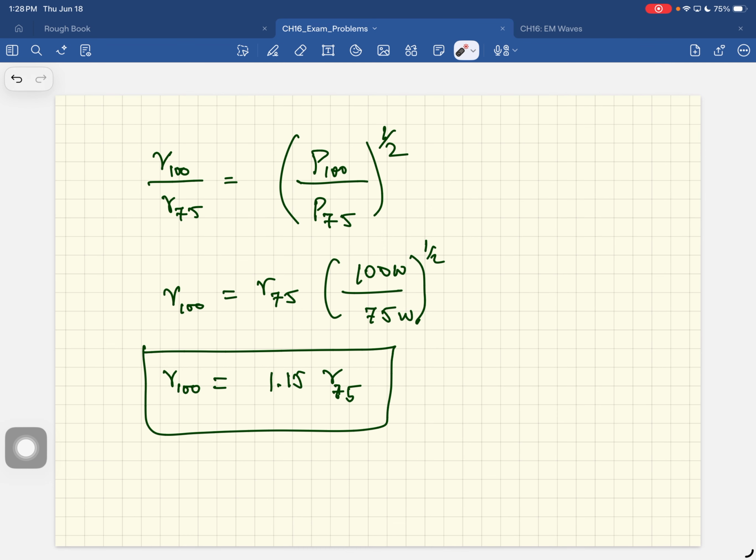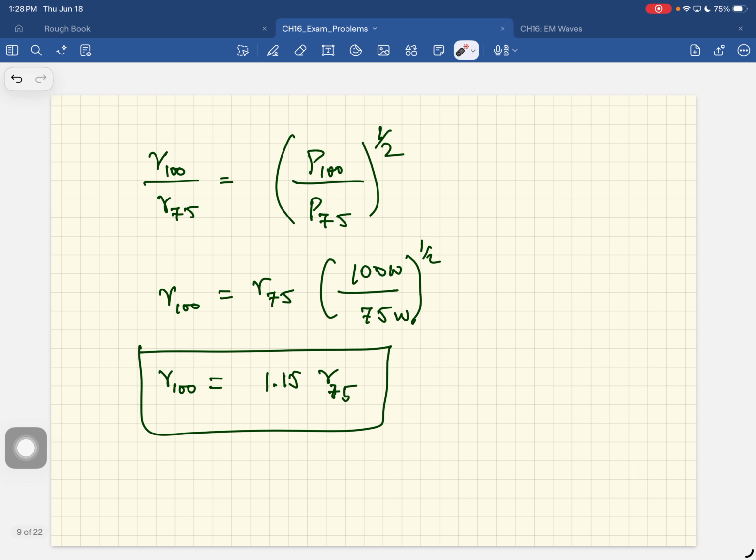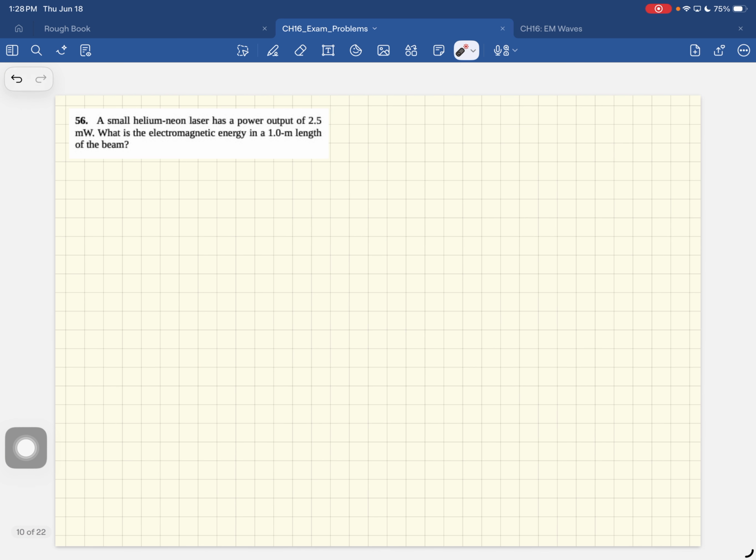At the top of the Earth's atmosphere, the time average Poynting vector associated with sunlight has a magnitude of 1400 watts per meter square. Remember, I was telling you the intensity of sunlight. What are the maximum values of the electric field? So the intensity at the Earth's atmosphere is 1400 watts per meter square.